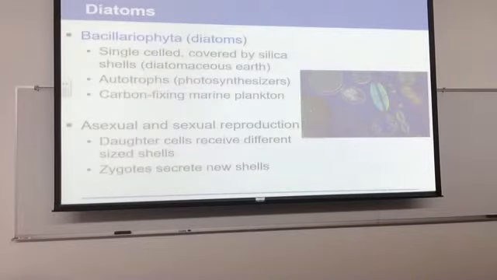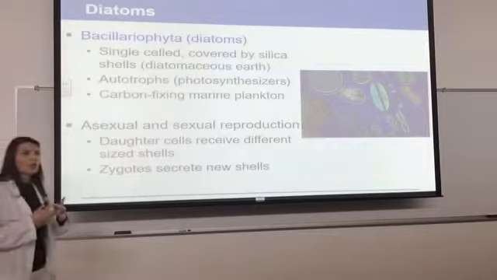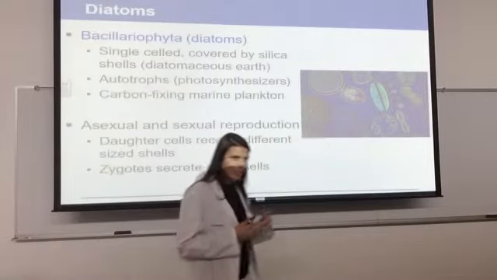The next group, diatoms. So oomycota was the first group of heterokonts. Now we have diatoms. In diatoms, there's a couple words that are going to come up here. They're going to talk about shells, and then they're going to refer to those shells as tests.